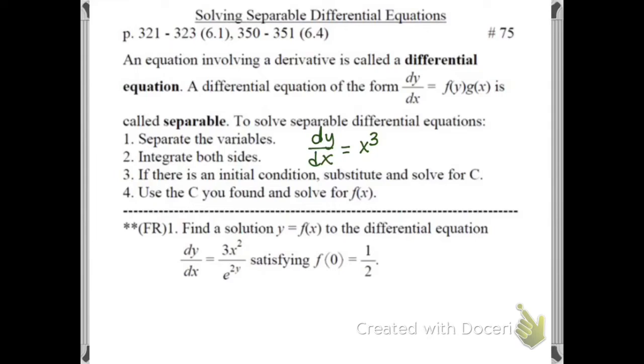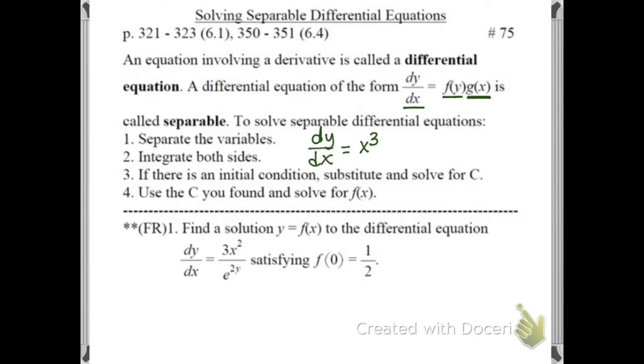Looking a little bit higher up on the page, we see that dy dx is equal to some function of y times some function of x. So there's a function of y and a function of x either multiplied together or divided in the problem. So let's look down at example 1. Find a solution, y, to the differential equation dy dx equals 3x squared over e to the 2y, satisfying f of 0 equals 1/2.